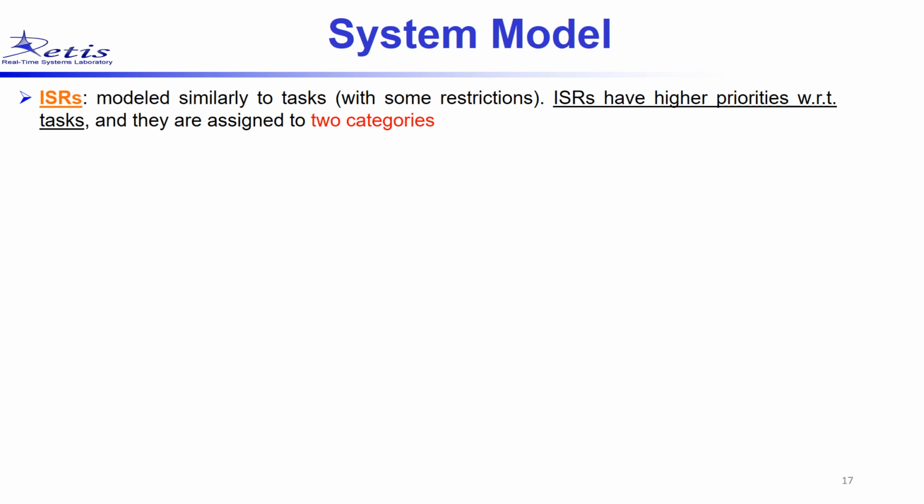We also modeled interrupt service routines. They are modeled similarly to tasks with some restrictions. For example, ESRs have higher priorities with respect to tasks, and they are assigned to two categories: VM-level ESRs and hypervisor-level ESRs.